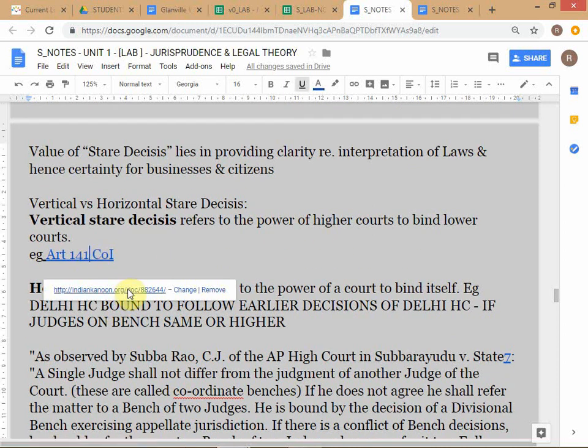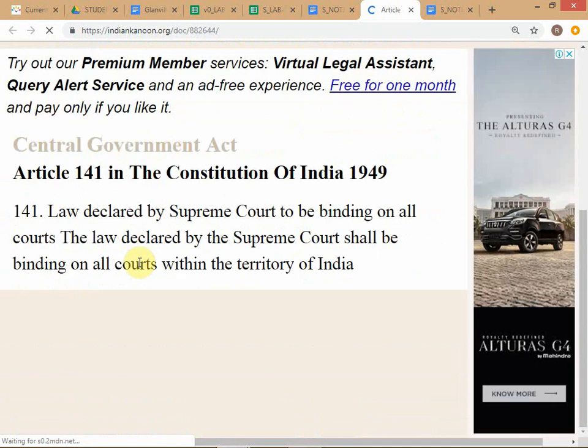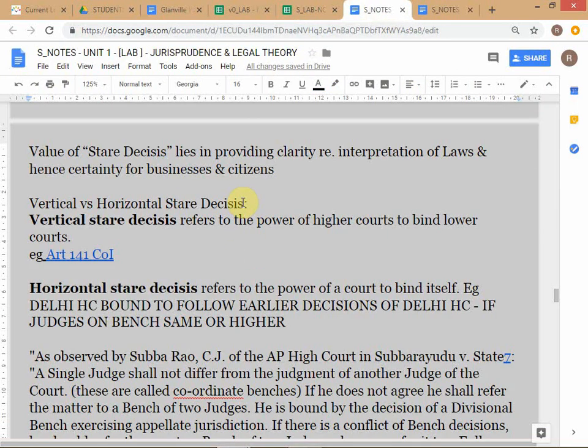There is an article in our Constitution, Article 141, which expressly lays this out. It's mentioned in the Constitution that Supreme Court decisions will be binding on all courts within India. So if a case has been decided by the Supreme Court on a particular matter and you're arguing a similar case in any high court in the country or a district court, you can cite the Supreme Court case as a precedent, and it will be binding on the lower court because of Article 141.